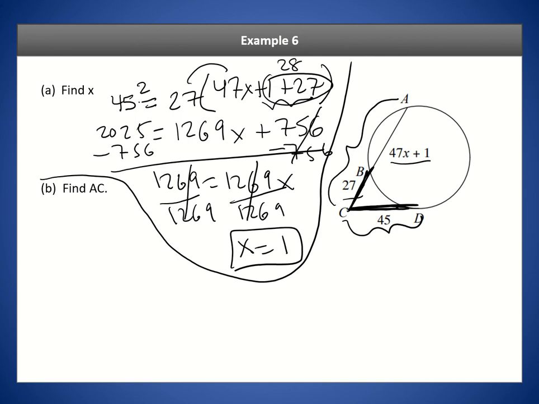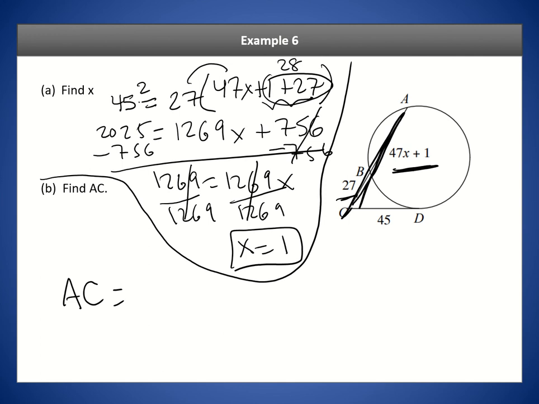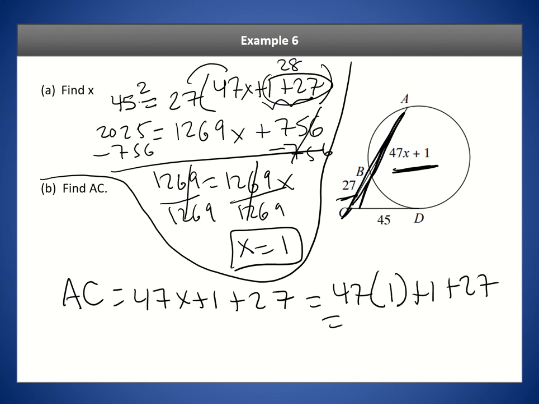All right, so now we want to find AC. All you got to do is plug it in. AC is this entire line segment. And so to find that entire line segment right here, all of this, you have to add 47x plus 1 plus 27. So AC equals 47x plus 1 plus 27. And then you can plug it in. We'll start plugging into that. 47 times 1 plus 1 plus 27. 47 plus 1 plus 27. So we got to add those together. Okay, 48 plus 27 looks to be about 75.